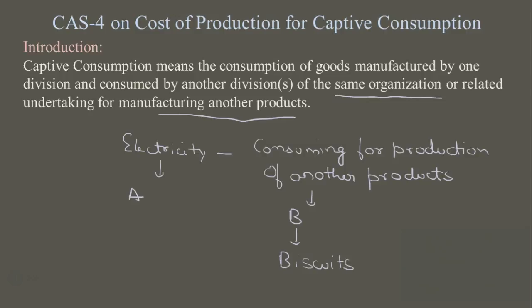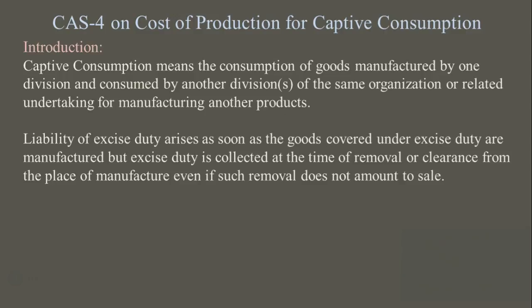Okay, great. So now the liability of excise duty arises as soon as the goods covered under excise duty are manufactured. If we are producing the goods which are covered under excise duty, so as we are producing the goods, the liability for excise duty arises. But excise duty is collected at the time of removal. I think all of you know that it is collected at the time of removal or clearance from the place of manufacture, even if such removal does not amount to sale.